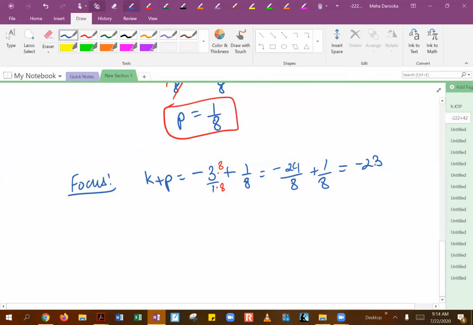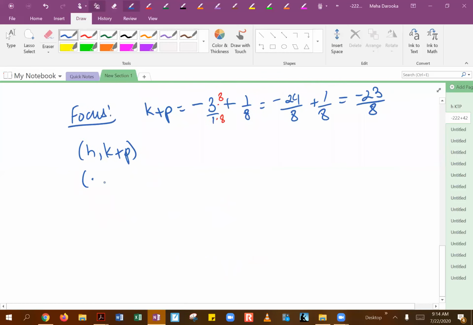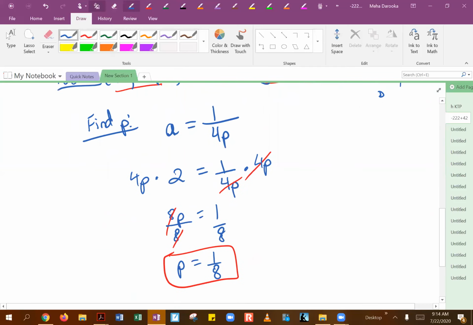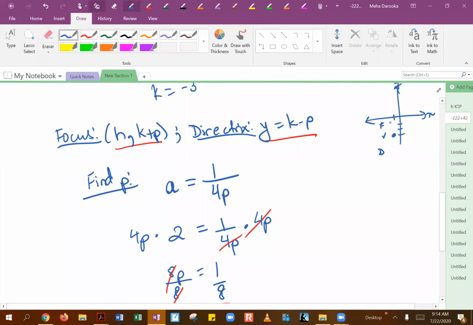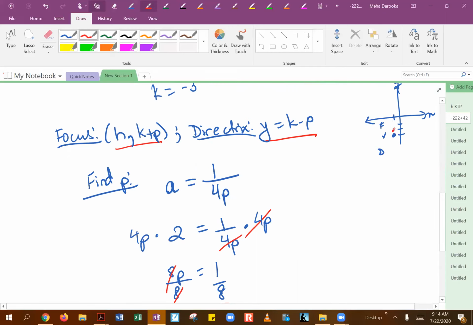So -23/8. So again, remember your focus is (h, k + p). So our h value was -1. So -1 and -23/8 for the focus. And since that distance p is only 1/8, that tells us that our focus is going to be very close to our vertex, because you're only talking about a distance of 1/8. So they're almost going to be touching each other if you think about it.